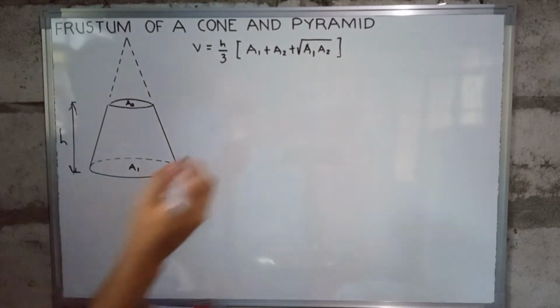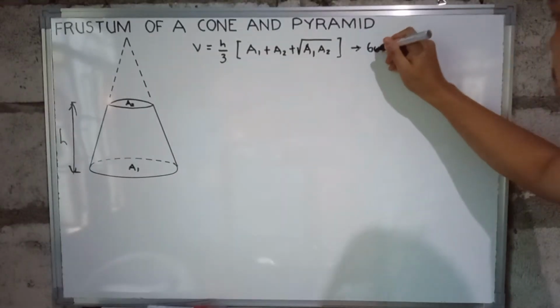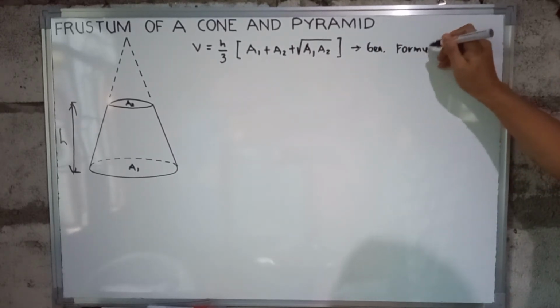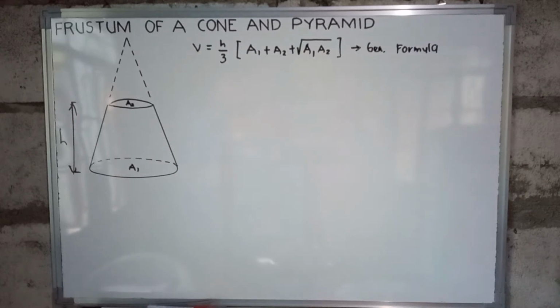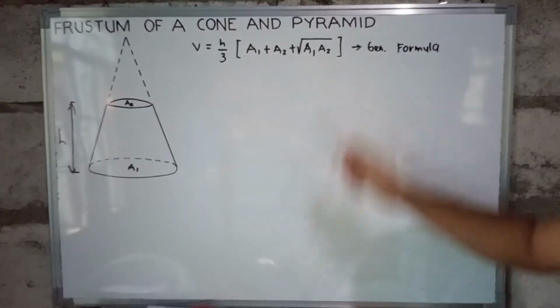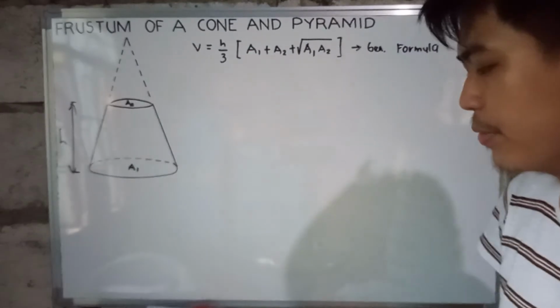Ngayon, ito yung tinatawag nating general formula. Yung ina-advise ko sa inyo is i-memorize nyo na lang yung general formula. Kapag sinabi nating general formula, kapag frustum, applicable to. Mapa cone yan or mapa pyramid. Pero meron tayong nadiderive na formula for the volume of cone.